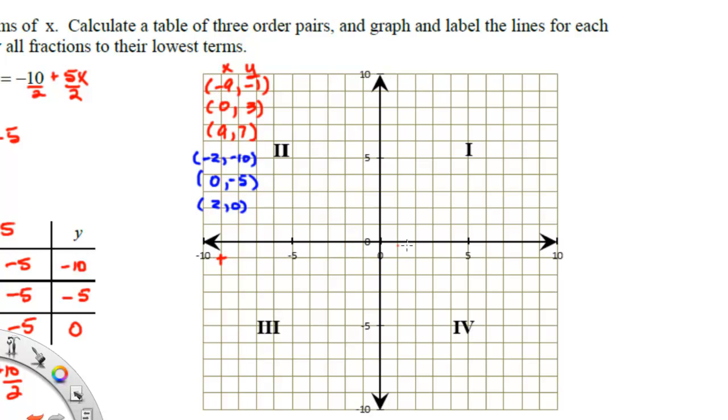Then I have 0 and 3. So 0 on the x, so it stays right there, and up 3 on the y. And the last one is 9 on the x, and then up 7. So 9, there's 5 plus 4, 9, and then up 7 would give me right there. So there's that first line. So let's go ahead and draw it.